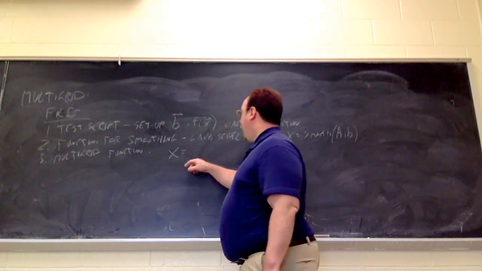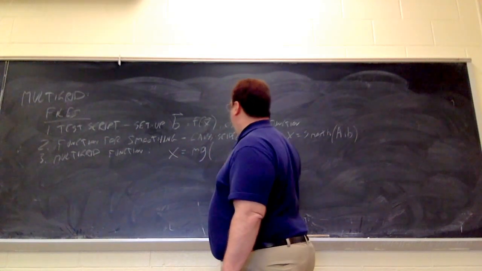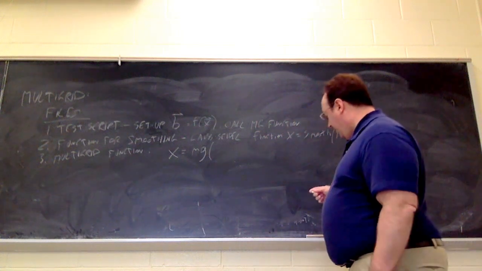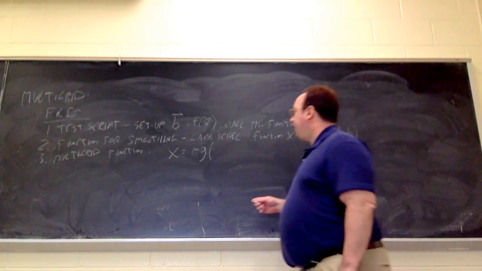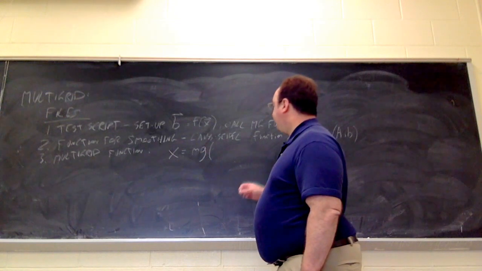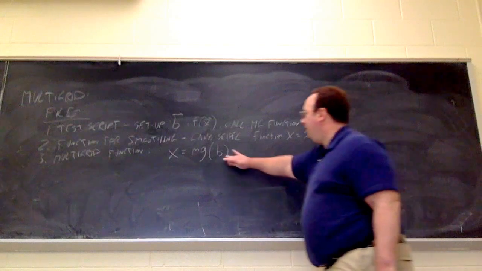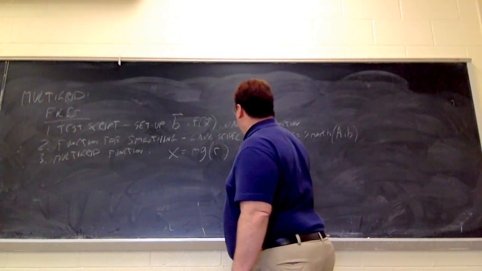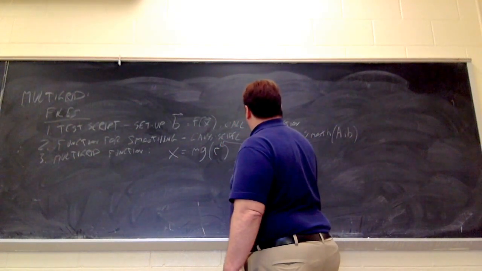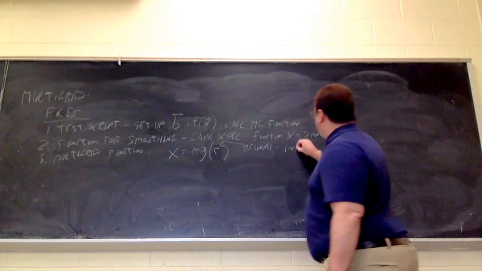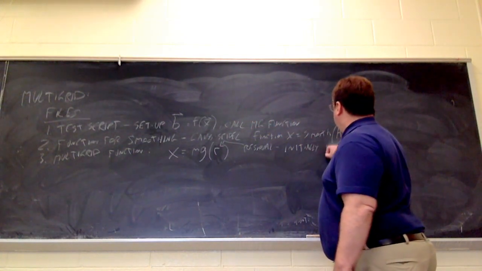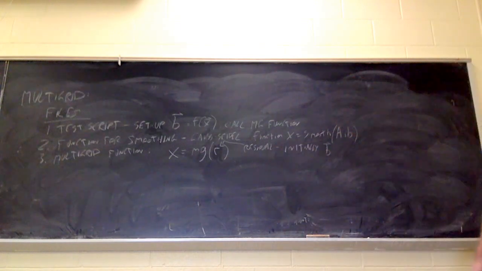And the output of it would be x, and your input really would just need to be B. Whatever your right-hand side, actually I'm going to call it not B, but R. So that is your residual, but that is initially B. So the first time you call it, like from your test script, B is what you would pass in.